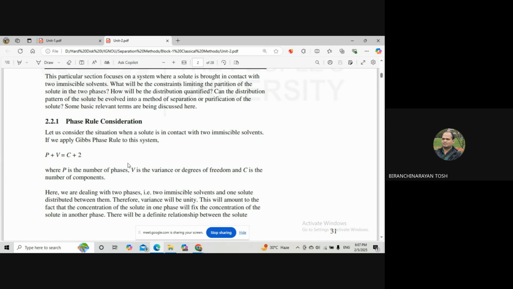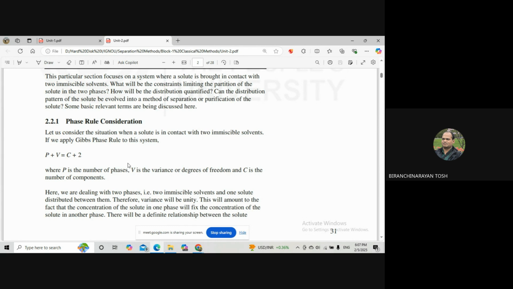So phase is that part of the system which is homogeneous and can be separated from other similar parts of the system. That means if another part of the system is homogeneous and this part is homogeneous, then these are two different phases and there exists a boundary. In a nutshell, phase is physically distinguishable and mechanically separable.